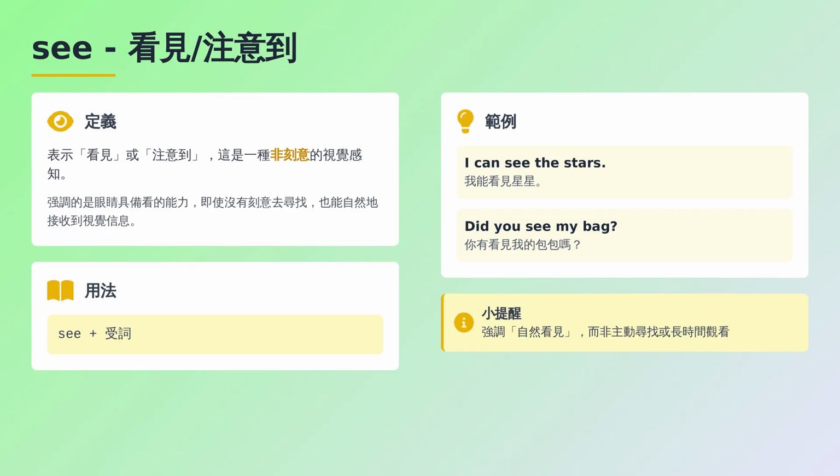Usage: see plus object. Example: I can see the stars. Did you see my bag? Have you seen my bag? Reminder: emphasize natural seeing rather than actively searching or looking for something for a long time.